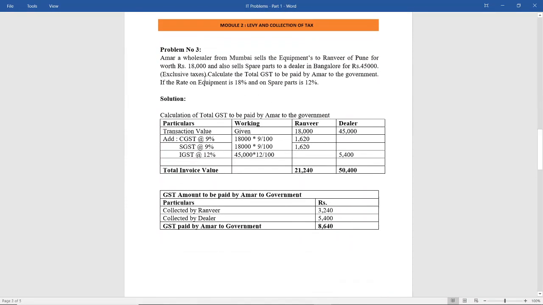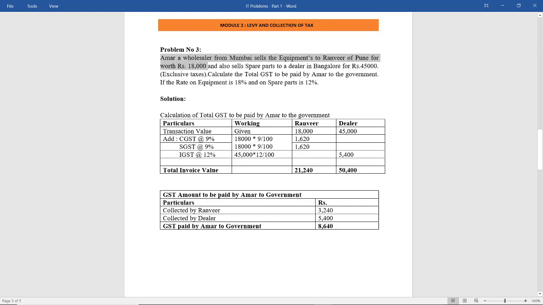Next, problem number 3. Amar, a wholesaler from Mumbai, sells equipment to Ranveer of Pune worth rupees 18,000 and also sells spare parts to a dealer in Bangalore for rupees 45,000. So Amar is a seller and he is selling to two parties. One, he is selling equipment to Ranveer of Pune. From Mumbai he is selling to a party in Pune, so the sale is within the state. So for this particular transaction, he will charge CGST and SGST.